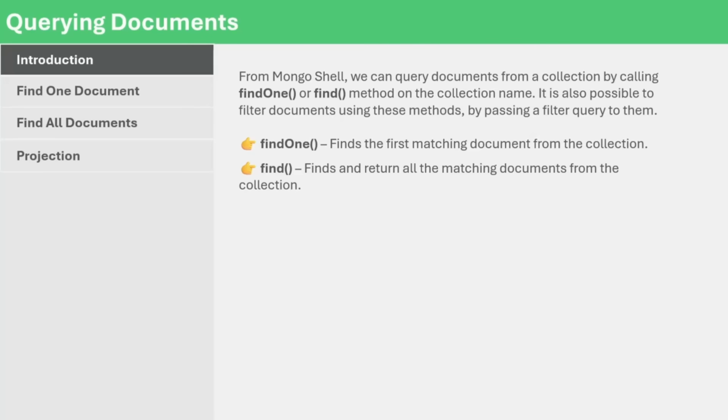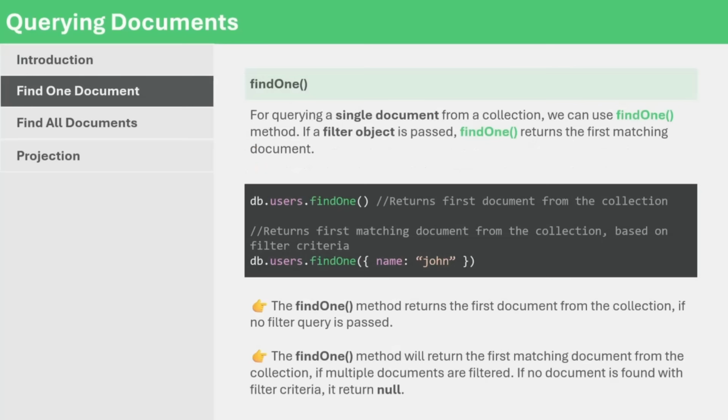Now, we have already seen how to work with the find method in our previous lectures, but we are going to talk about it in great detail in this lecture. But let's start with the findOne method. The findOne method is used to query a single document from a collection. To this findOne method, we can also pass a filter query using which we can filter documents. But the findOne method will only return the first matching document.